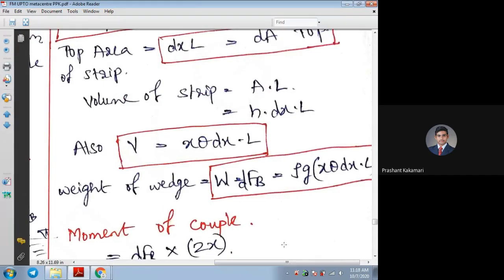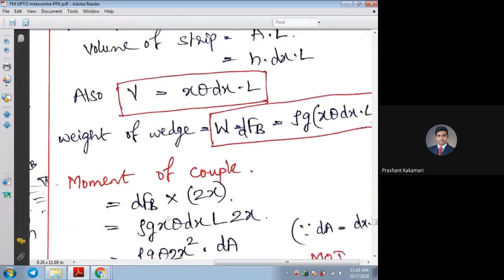Now weight is known or force is known because of the extra wedge shape on the right and left side. Now we can consider the couple or moment generated at the center point O. From the center, the couple generated is 2 times dFB into x. Why 2 times? Because it is on left and right side, both sides. Both sides the moment will be generated. That's why we are taking 2 times.